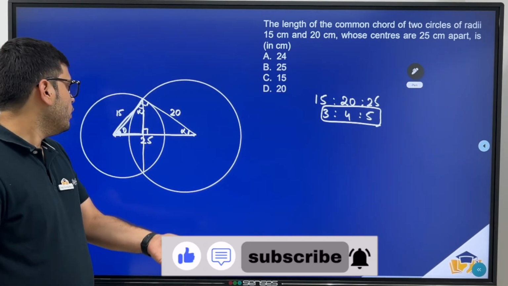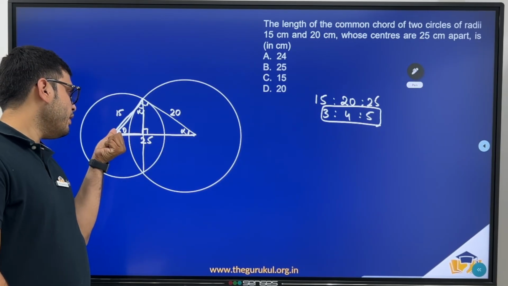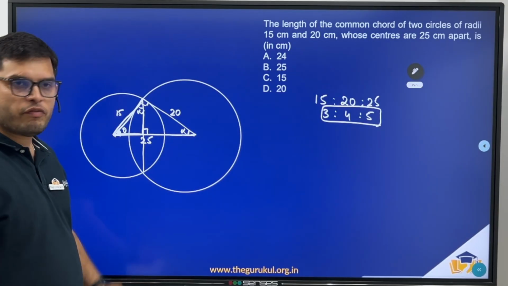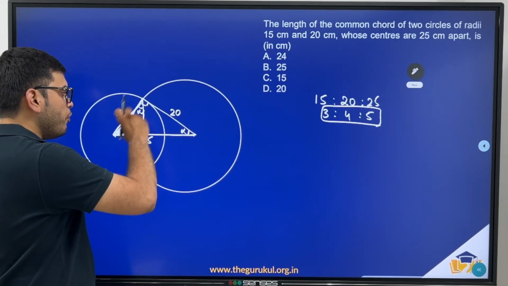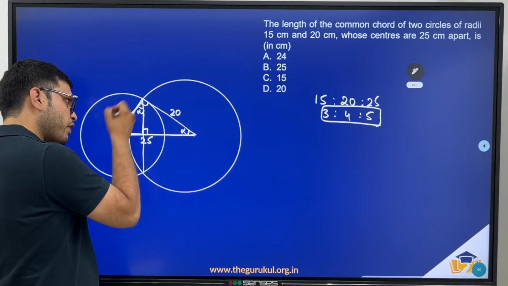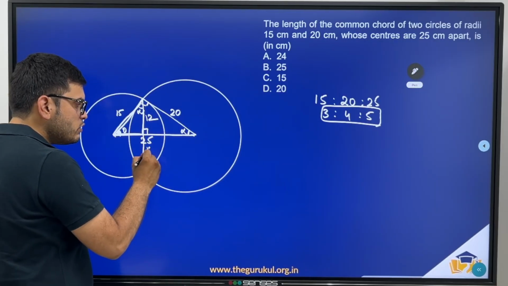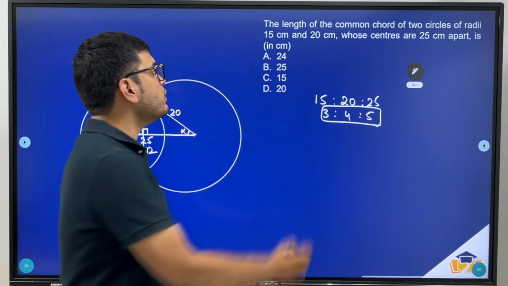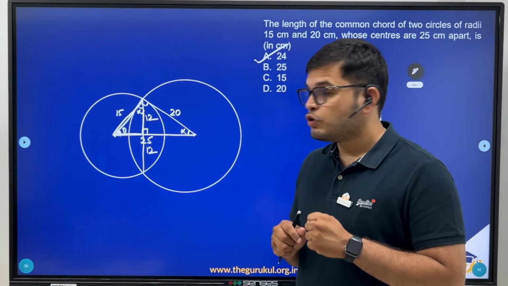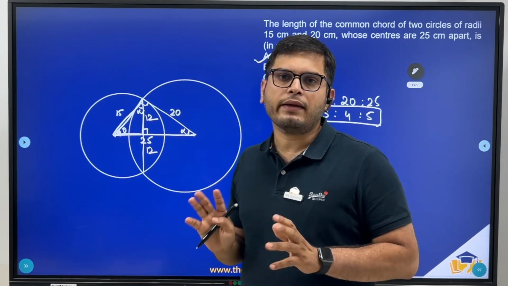We can apply the rule of similarity here. Now, when the hypotenuse is 25, the side opposite to angle theta is 20. Now, when the hypotenuse is 15, the side opposite to angle theta would be, if this is 5 parts, this is 4 parts. So, if 5 parts is 15, 4 parts would be 12. Now, if this is 12, this will also be 12. So, the answer for this question should be 24 centimeters. Now, the key to solving this question in the least possible time is identifying that this is a right angle triangle.